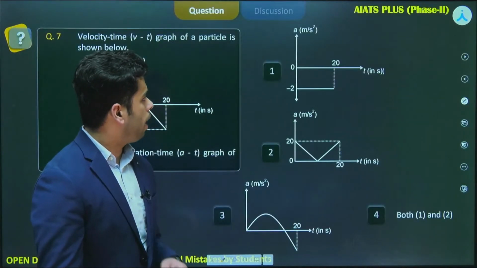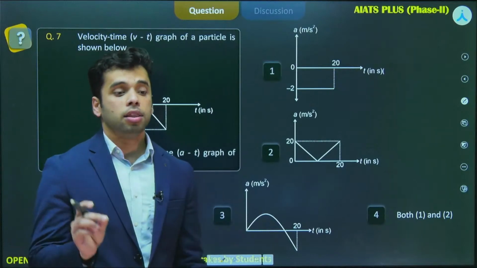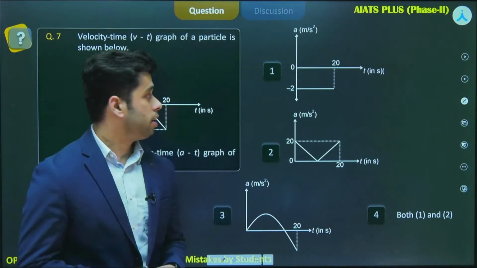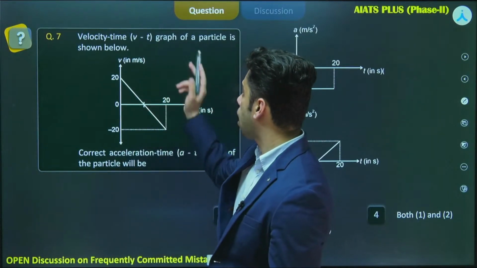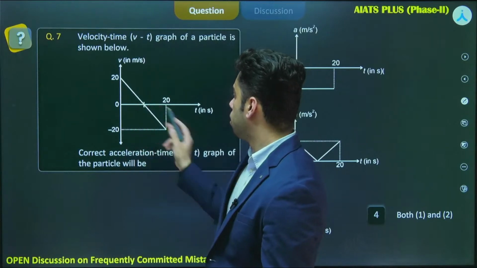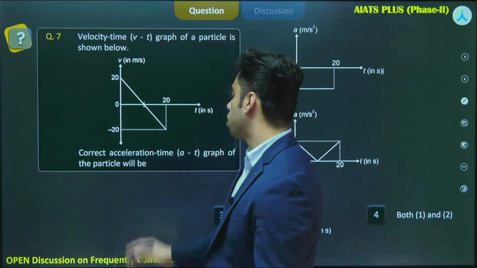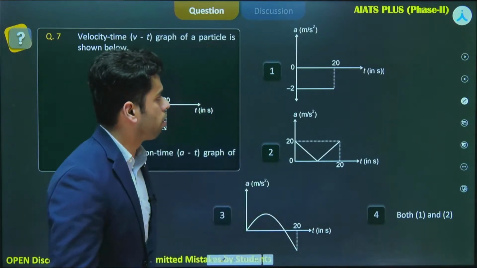To another problem, and it is a problem based on the chapter of motion in a straight line. In the original paper, it was problem 7. Let me read the problem for you. It says that the velocity time graph of a particle is shown to you. So the VT graph of a particle is shown to you. Acceleration time graph of the particle is what you are required to find. So you need to find the acceleration time curve.